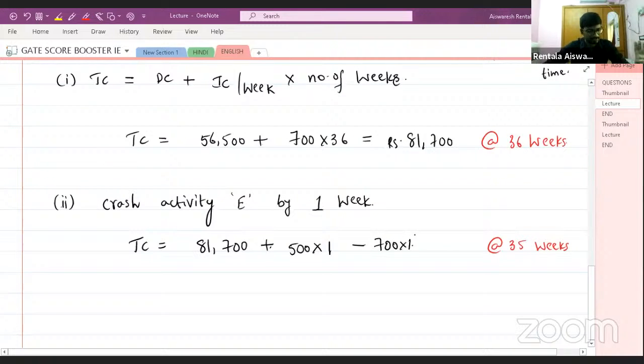Very good, Sai Krishna. Very good, Vijay. So I hope everyone got this point.